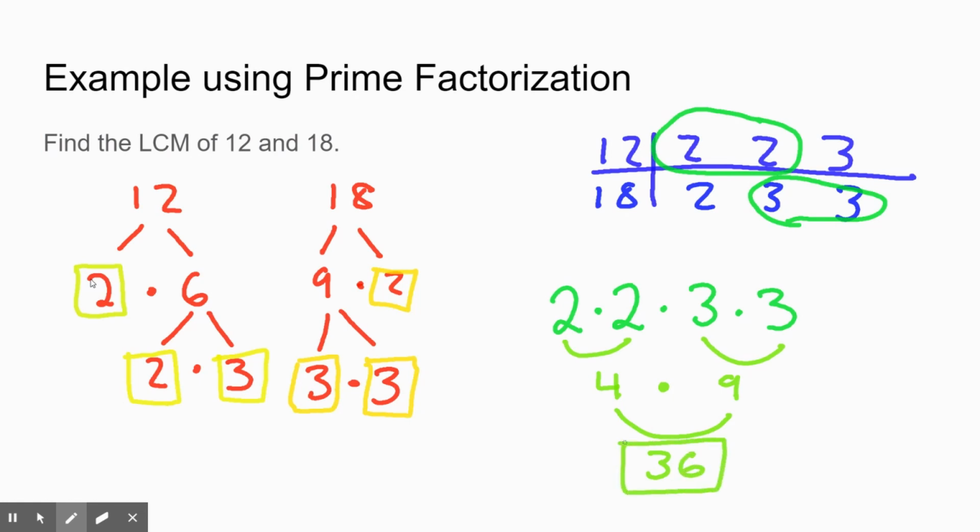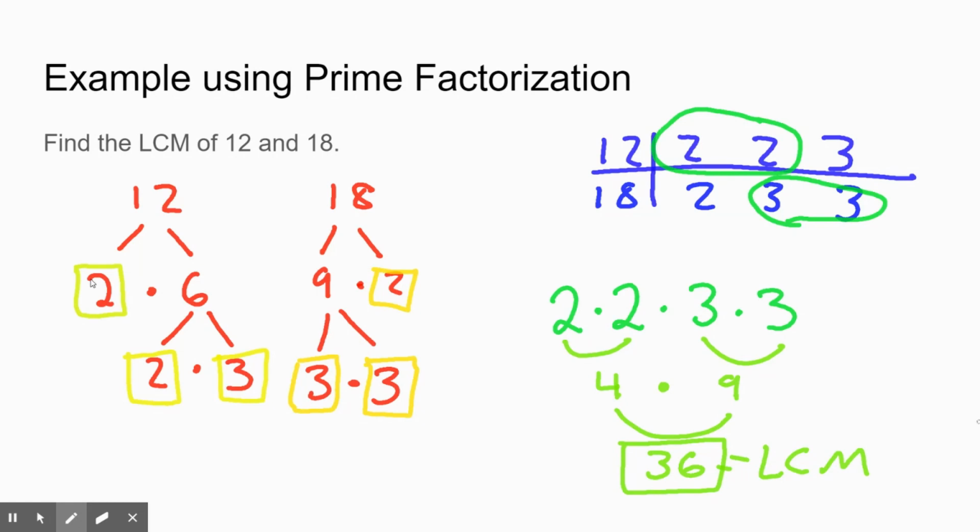So 36 is going to be our least common multiple for 12 and 18. If we think about 12 and 18, this actually kind of makes sense because we can count 12, 24, 36, or we can count 18, 36. It is the first number that is a multiple of both 12 and 18. It's not the only one, but it is the smallest one. It is the least, which is why we call it a least common multiple.